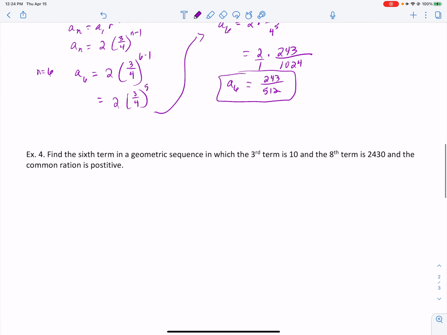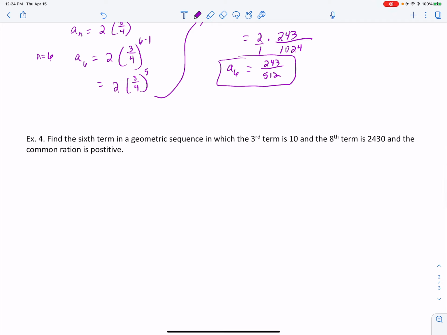In example 4, find the 6th term in a geometric sequence in which the 3rd term is 10 and the 8th term is 2430, and the common ratio is positive. Because in geometric sequences, you can get alternating terms, positive, negative, positive, negative. If r is negative, you will get terms that alternate in sign, and that can happen.